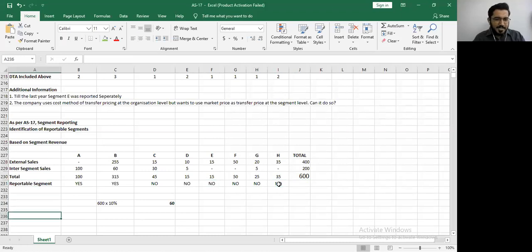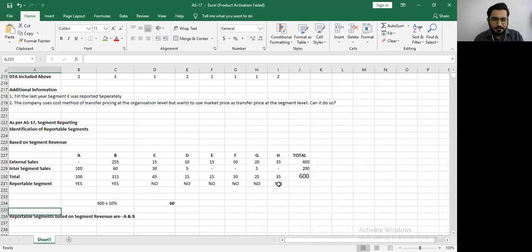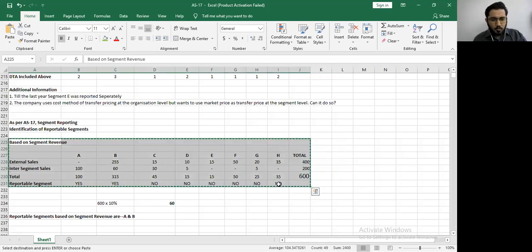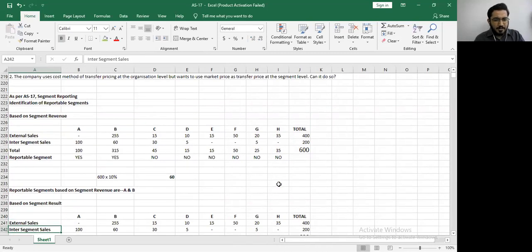Right, which means based on segment revenue, the reportable segments are segment A and segment B. Are you getting it? If you're done with this, let's go to the next one. Based on segment result.